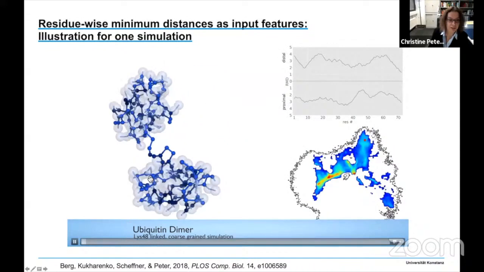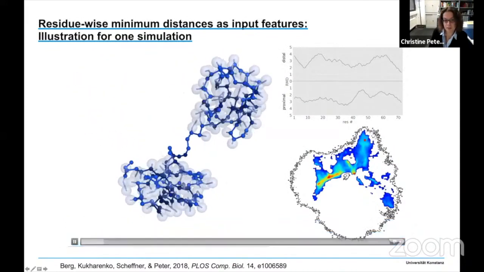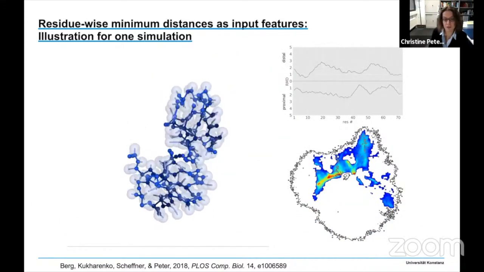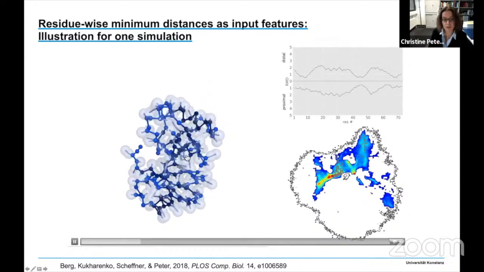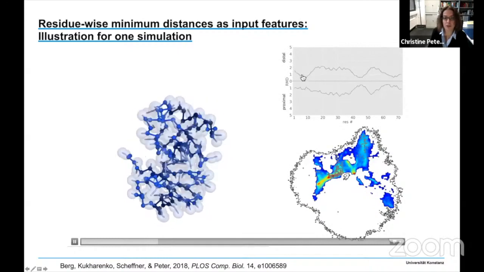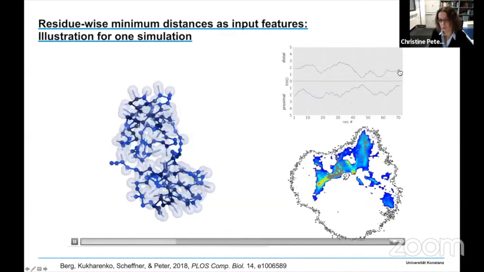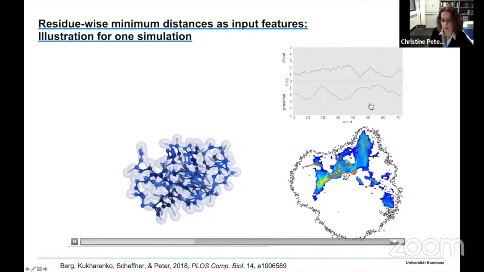So you can see here in this short clip that the residue-wise minimum distances are really quite useful to describe how these two proteins touch. So this is coming from a coarse-grained simulation of a diubiquitin. So what you see here is the respective conformations. What you see here is how these residue-wise minimum distances of the two subunits, so 72 numbers in the upper panel, 72 numbers in the lower panel, are evolving over time.